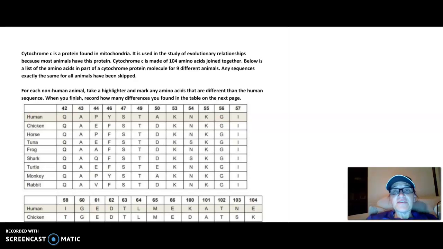The fourth piece of evidence when supporting evolution is molecular biology. Earlier this year, we studied that proteins are coded from our DNA. Our DNA gets transcribed into messenger RNA, and then our messenger RNA leaves the nucleus, goes to the ribosome, where it is translated into a protein.